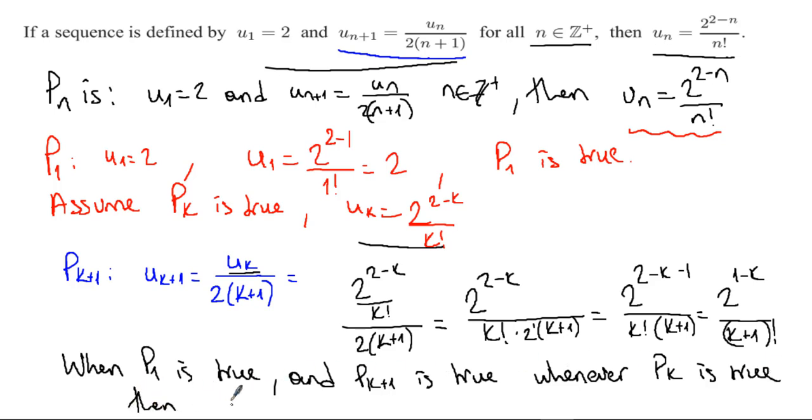Then your statement P(n), we know what the statement is, then P(n) is correct. Let's write it shortly: this statement is true for all positive integers.